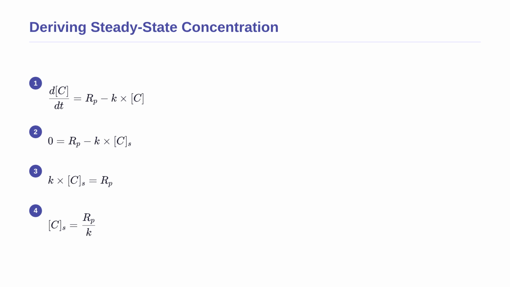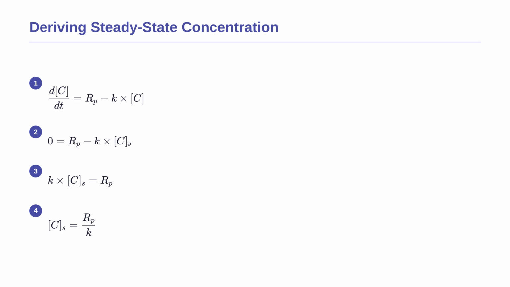Having calculated the steady state with specific numbers, let us now prove the general algebraic relationship. We start with our differential equation for the rate of change. To find the steady state condition, we establish that the derivative must equal 0. This means the speed of creation perfectly matches the speed of destruction.